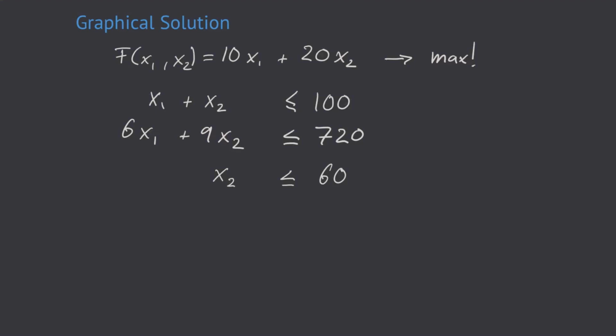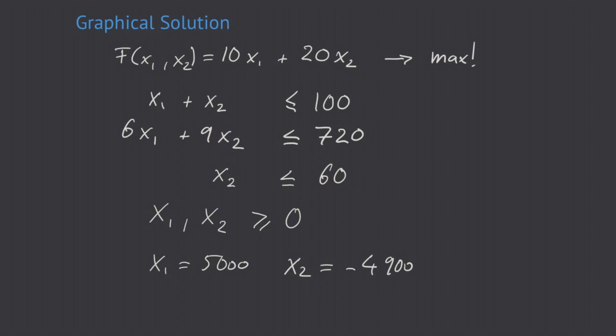There is one requirement that's always necessary, and that's the non-negativity requirement. So except for some rare cases, x1 and x2 must always be greater or equal than 0, because it doesn't make sense to produce negative units. So if there is a solution which says x1 should be 5,000 and x2 should be minus 4,900, then this clearly doesn't make sense because we can't produce any negative units.